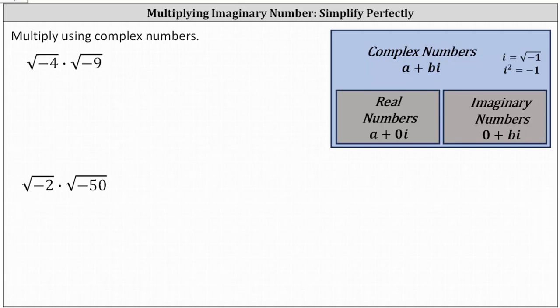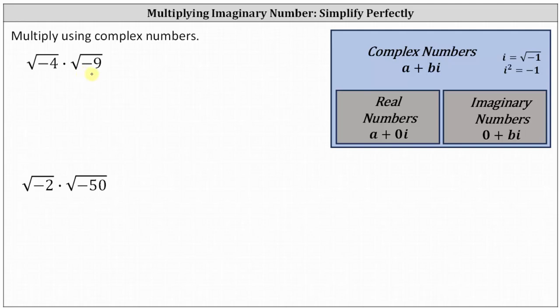We're asked to multiply using complex numbers. For the first example, we have the square root of -4 times the square root of -9. Before we multiply, we need to recognize these square roots represent imaginary numbers because the radicands are negative. This indicates we must first simplify in terms of i before multiplying.